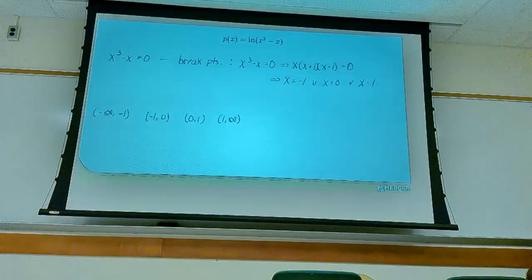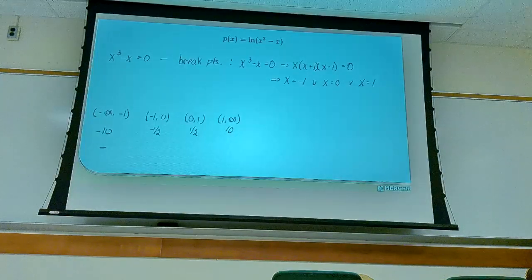Let's go -10, -1/2, +1/2, and 10. Right, those points are just arbitrarily chosen. You just arbitrarily pick a point in your interval to use as your test point. -10: negative times negative times negative, negative.